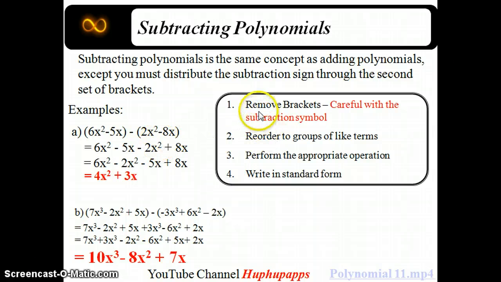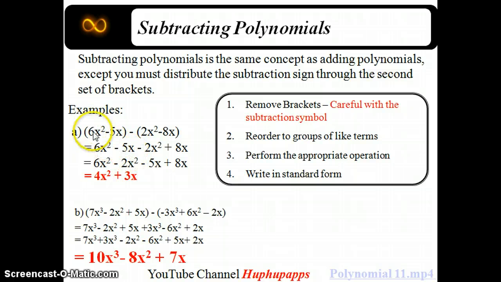So again, we will start by removing the brackets, being careful about that subtraction symbol that is distributed in. We will then reorder the groups of like terms, perform the appropriate operation needed, and then always write in standard form your final answer.